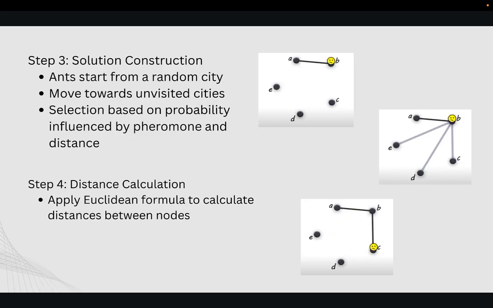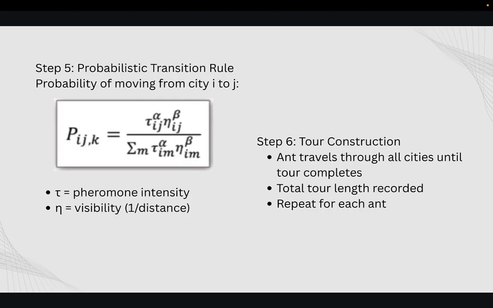Next, step 3, solution construction. Ant starts moving from random city, move towards unvisited cities, selection based on probability influenced by pheromone and distance. Step 4 is distance calculation. Apply Euclidean distance formula to calculate distance between nodes. Step 5 is probabilistic transition rule. Probability of moving from city i to j is given as the formula below, and tau is the pheromone intensity and eta is the visibility, which is 1 by distance.